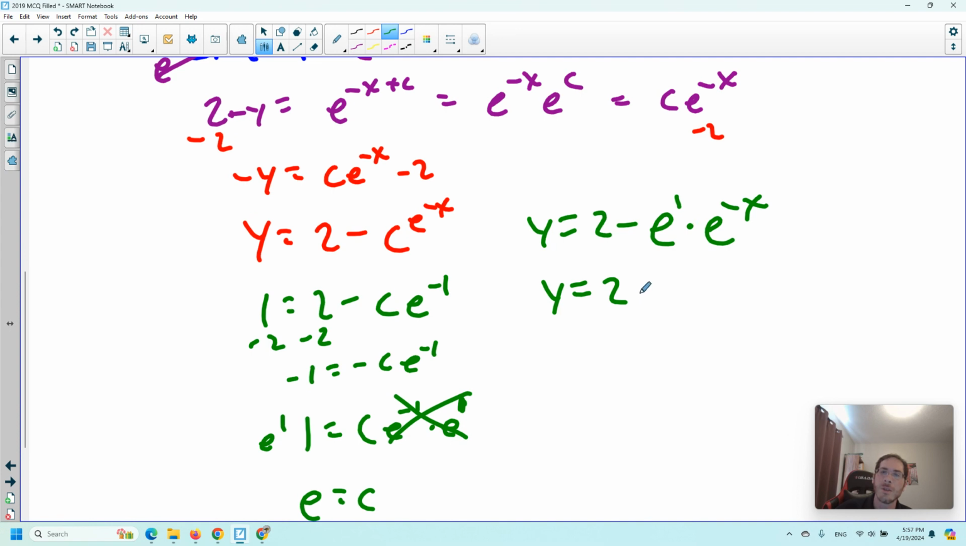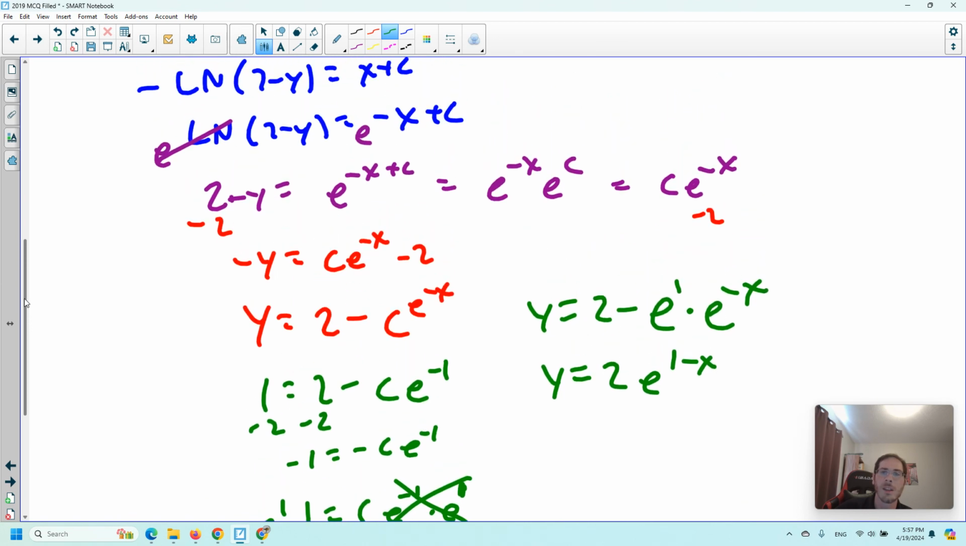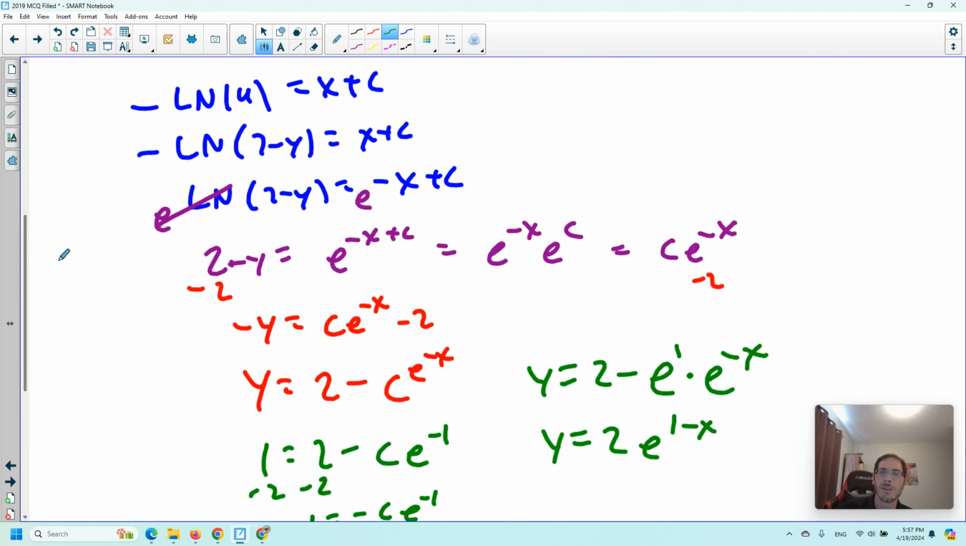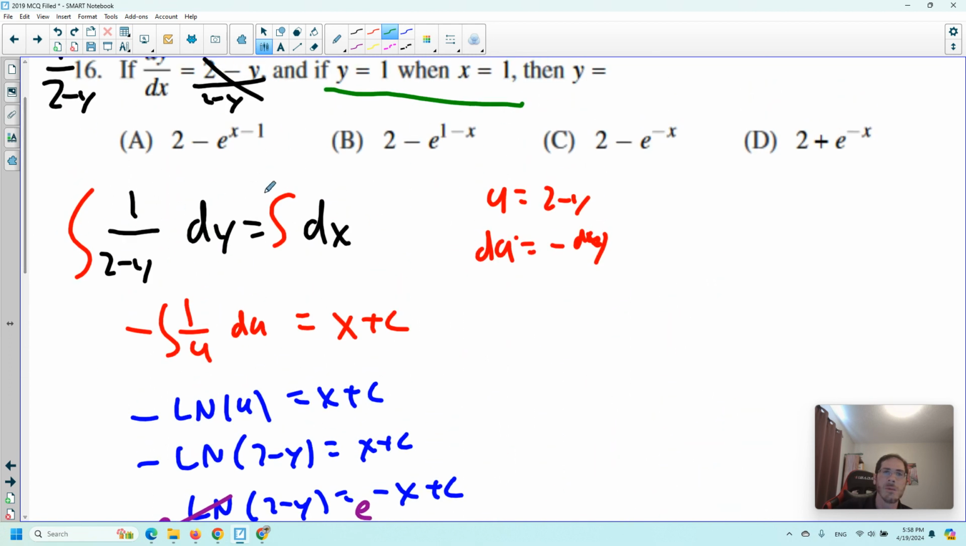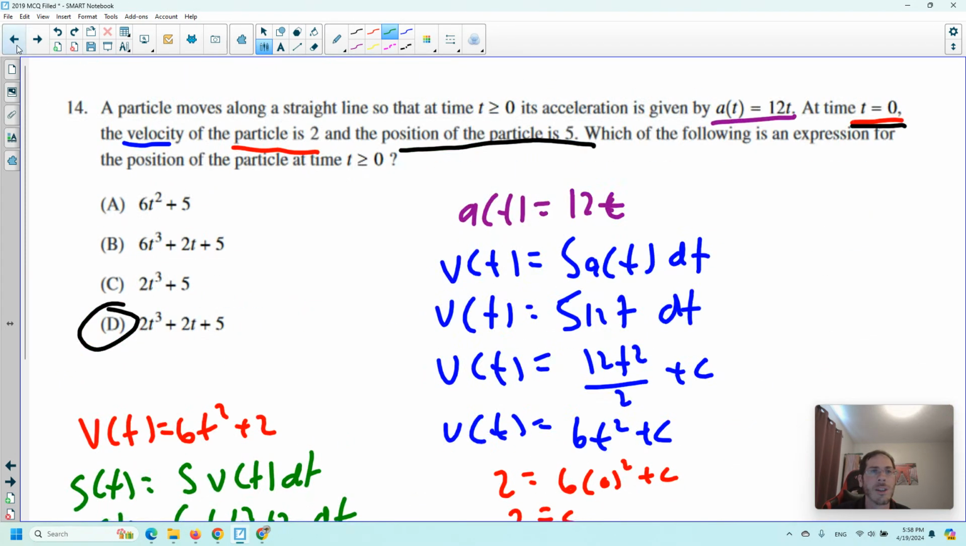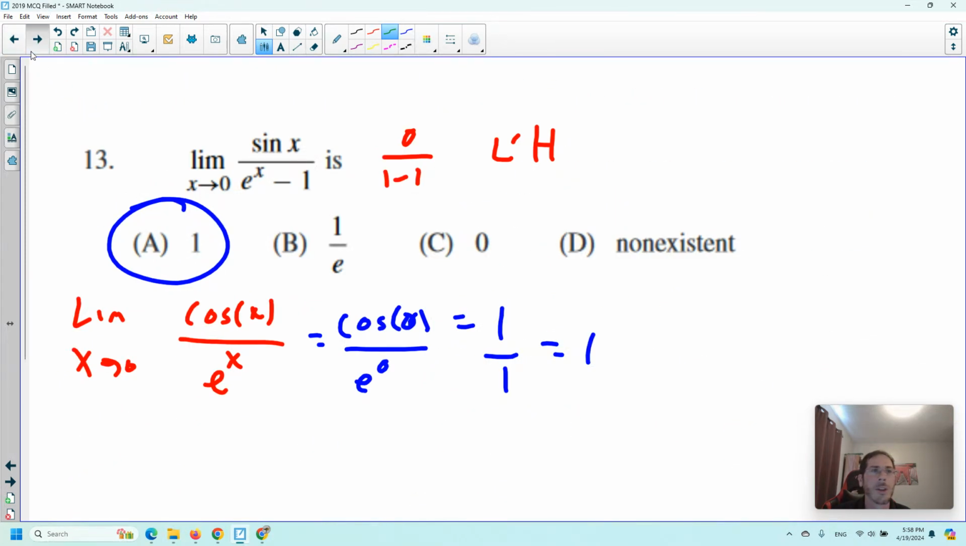I'm allowed to add these two up. So 1 plus negative x is the same as 1 minus x. Is that it? Oh, forgot my minus sign here. So 2 minus e to the 1 minus x. And there we go. Man, these last three have been pretty rough. That one's long, and that one's long. I want another one. I want another L'Hopital.